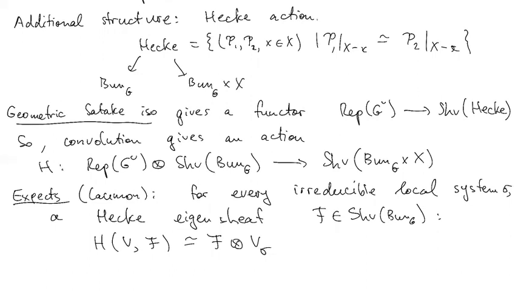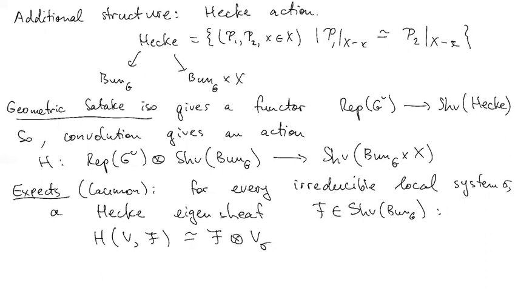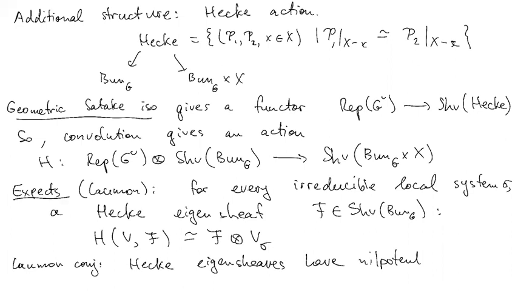Already from this, one can sort of see the motivation for this nilpotent G, which is that Lamont conjectured that Hecke eigensheaves have nilpotent singular support. So that's actually one of the motivations for why one looks at this particular subcategory of all sheaves. In fact, this conjecture is a consequence of this work that we're describing.